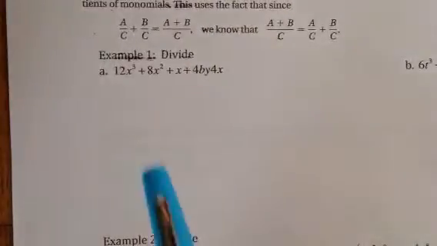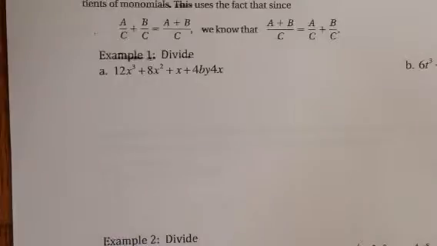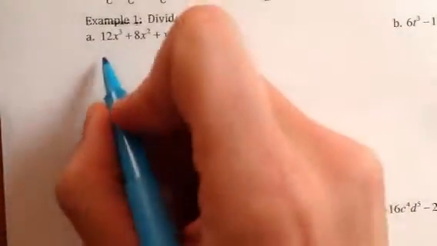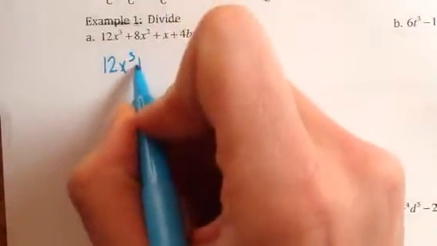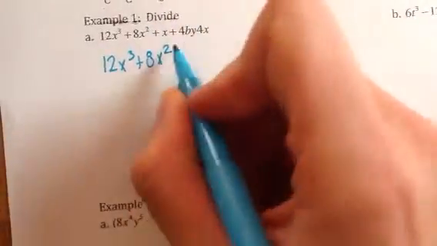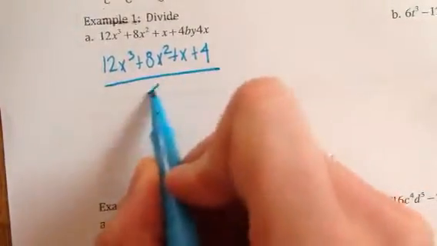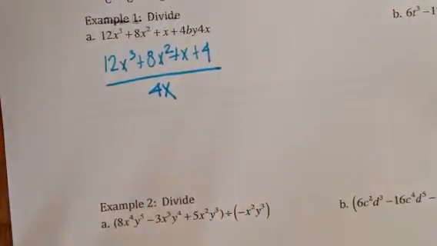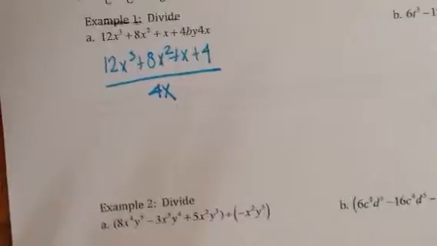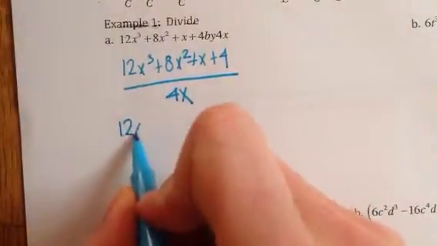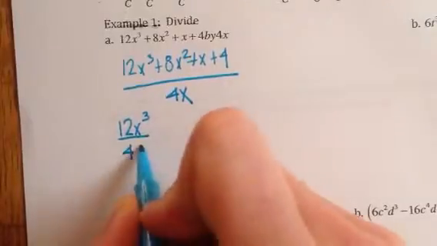Here, we want to divide 12x cubed plus 8x squared plus x plus 4 by 4x. In fractional form, this would look like 12x cubed plus 8x squared plus x plus 4, all over 4x. When your divisor, what's in the denominator, is a monomial, meaning it's glued together with multiplication, you're going to write every numerator term underneath that same denominator, the same divisor.